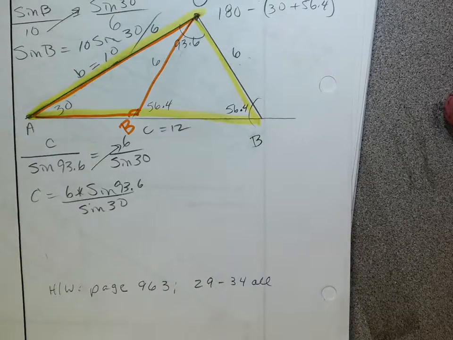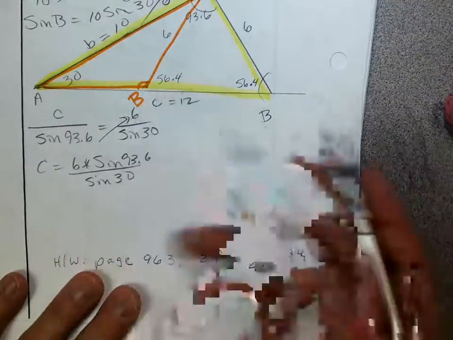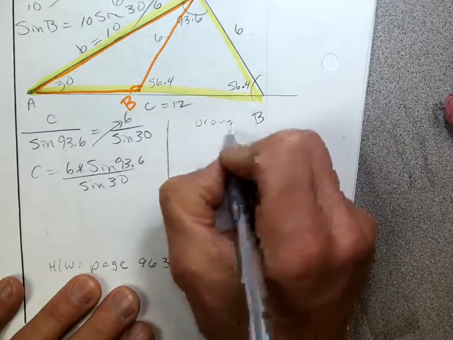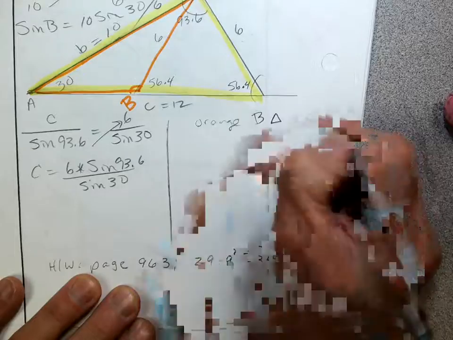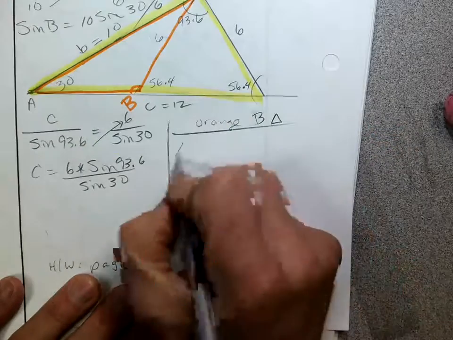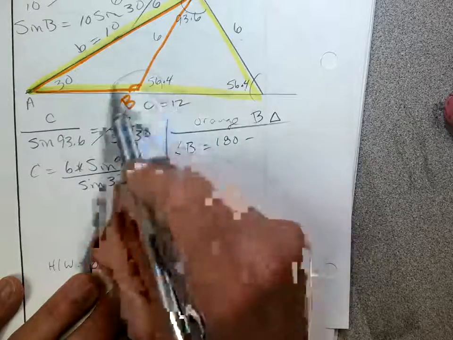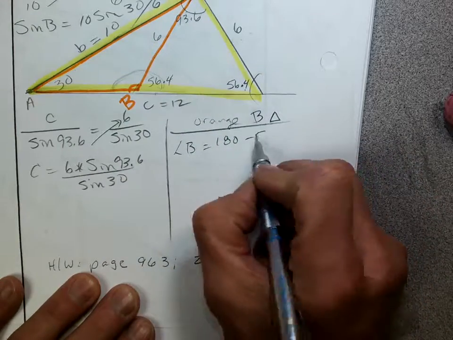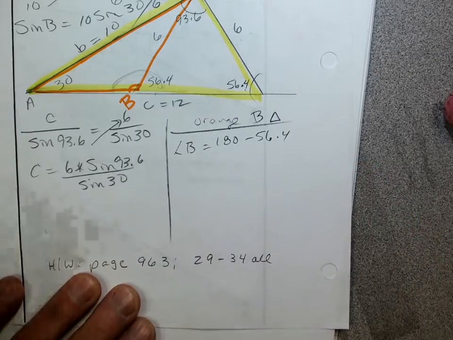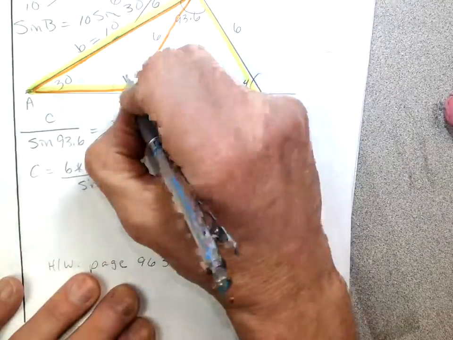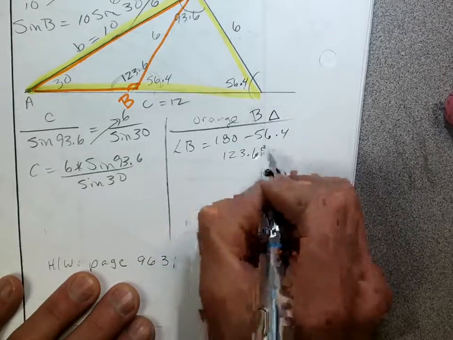Well, that's actually not too hard. How many degrees is a straight line? So to find angle B on the orange triangle, the small triangle, we can find angle B as 180 minus its other angle B, because these two angles are equal. So I'm just going to subtract 56.4 from 180. Use my calculator, 180 minus 56.4, and I get an answer of about 123.6. So this angle B is 123.6 degrees.